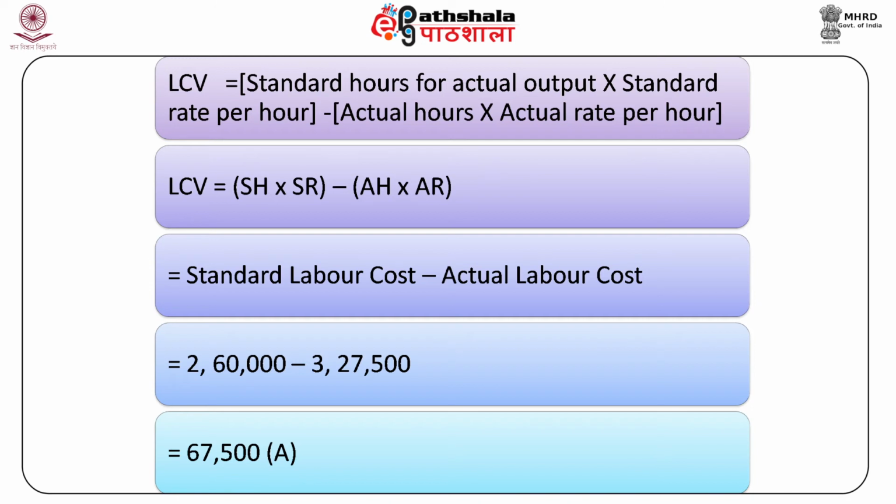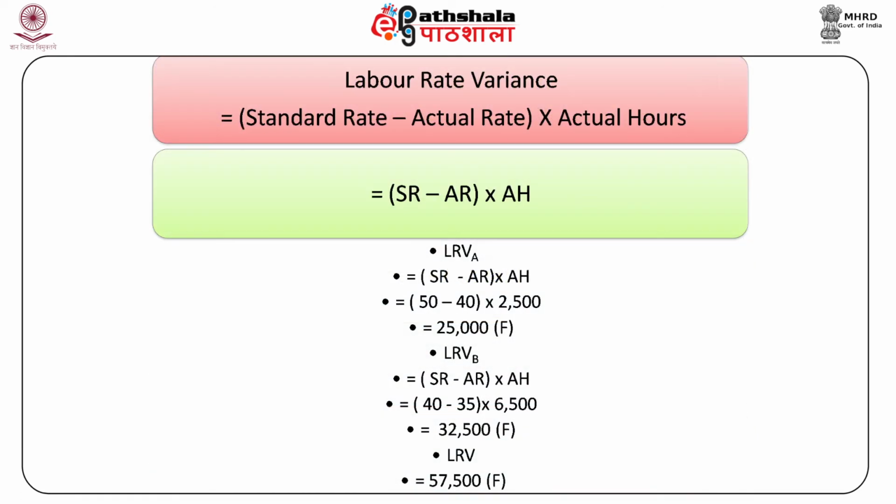example. LCV is equal to standard hours for actual output into standard rate per hour minus actual hours into actual rate per hour, or LCV is equal to SH into SR minus AH into AR. Putting the figures in the formula, 2,60,000 minus 3,27,500, that makes it 67,500 adverse.